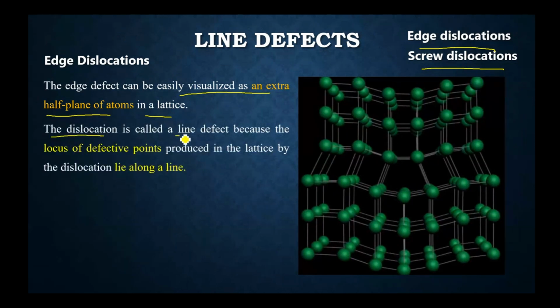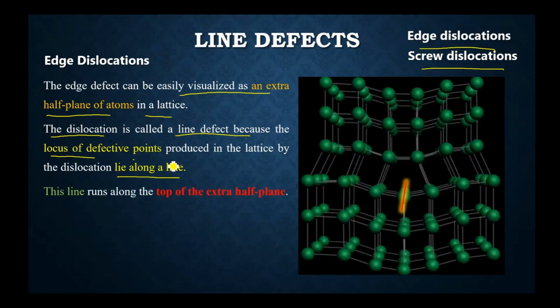This edge dislocation is called a line defect because the locus of defective points produced in the lattice by the dislocation lie along a line. So here is the line along which the locus of defective points are centered, and that's why this defect is referred to as a line defect. Furthermore, it stated that the line runs along the top of the extra half plane in this situation, as the plane is inserted from the bottom, so it is the top of the extra half plane through which it is running.